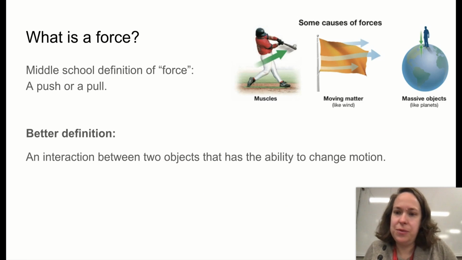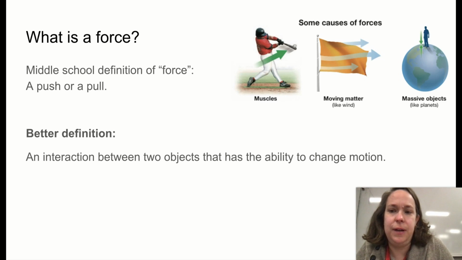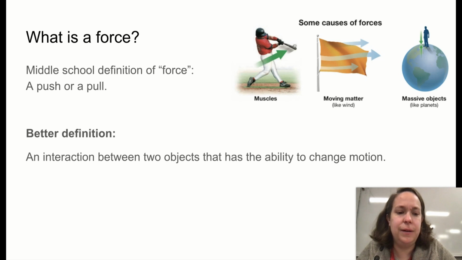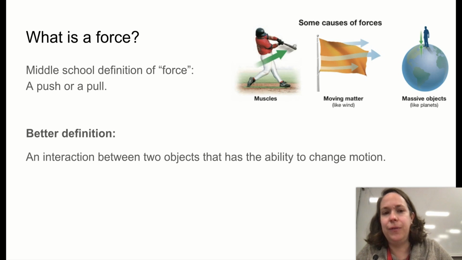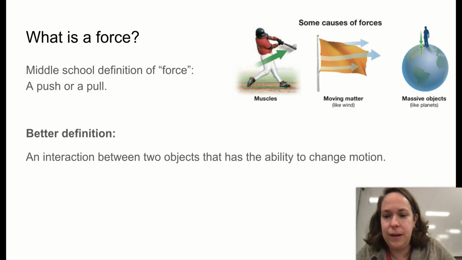So, let's just define a force. What is a force? I know probably in the past you've had teachers define force as a push or a pull. There are better definitions for force. So, we're going to be using the definition that a force is an interaction between two objects that has the ability to change motion. Forces don't always change motion, but a force is required in order for motion to change.